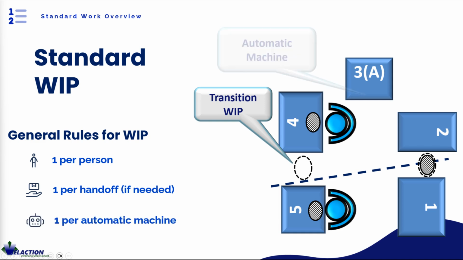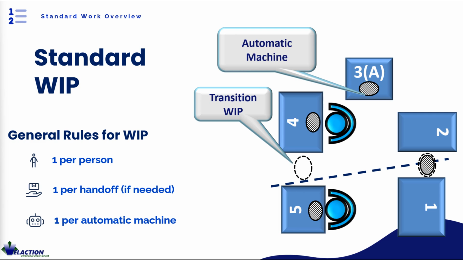So you try and limit this with this defined piece of additional standard WIP. Now, in addition to that, you will have a piece of WIP for each automatic machine. So this is a machine. When I say automatic, it's when you put the part in, press the start button, and walk away, and the machine does the work on its own.